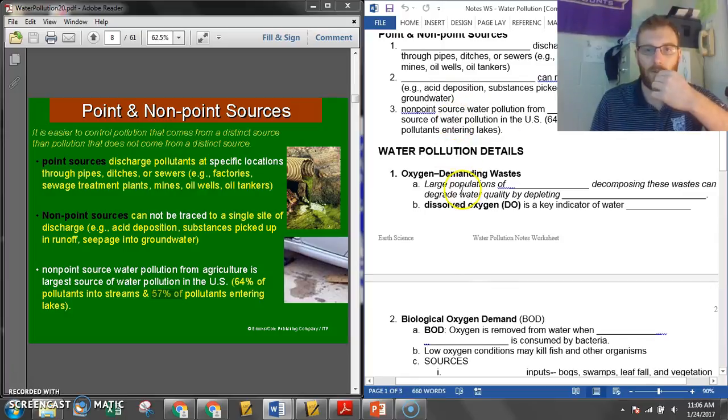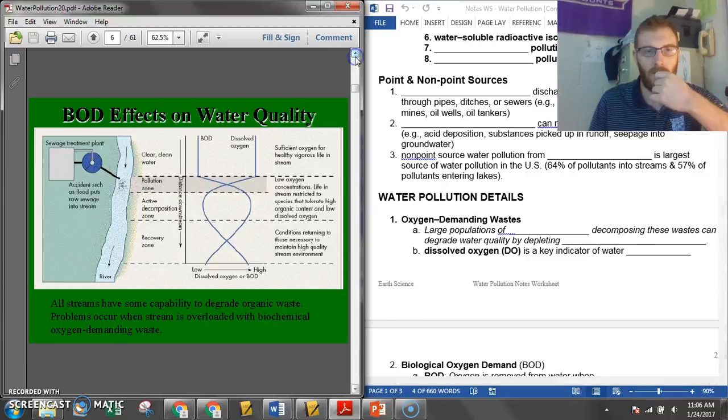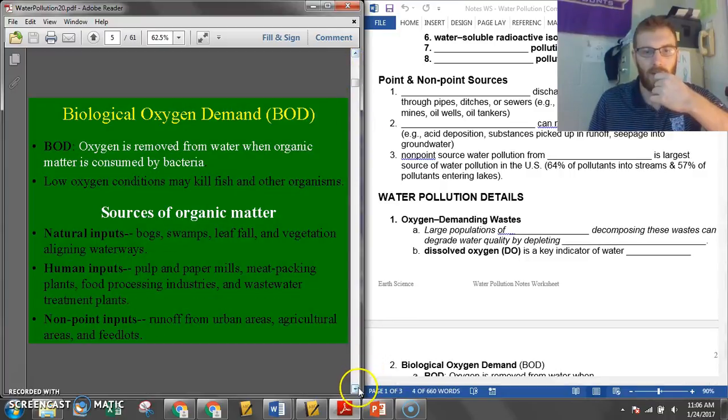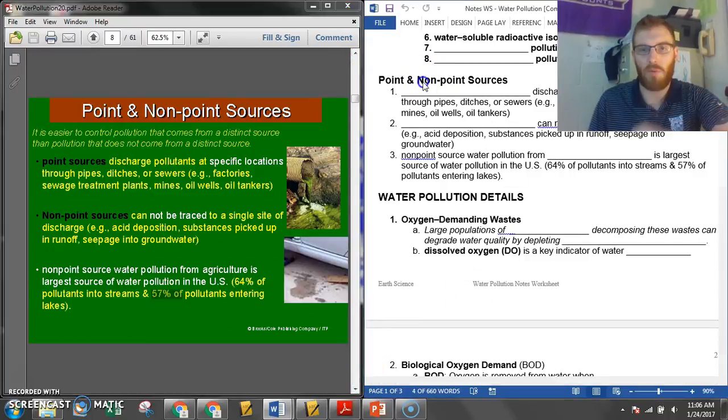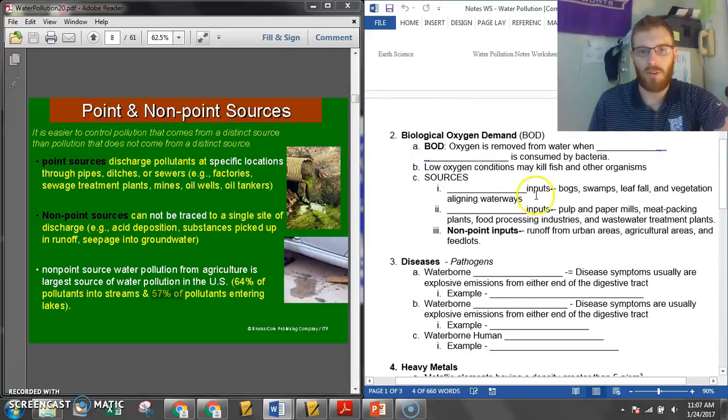The notes here are a little bit mixed up. The oxygen demanding waste is what we went over just a second ago here. And then non-point source and point source obviously go here, and you can fill that in here.